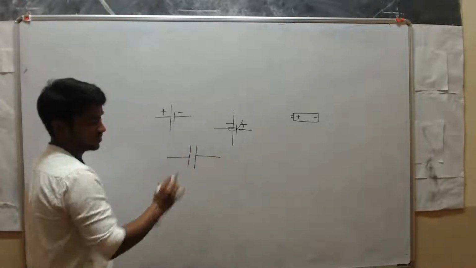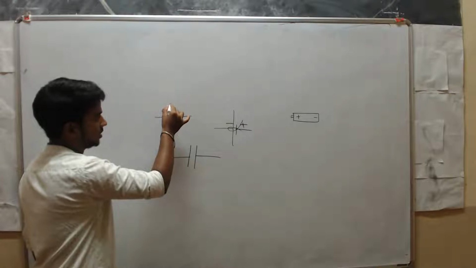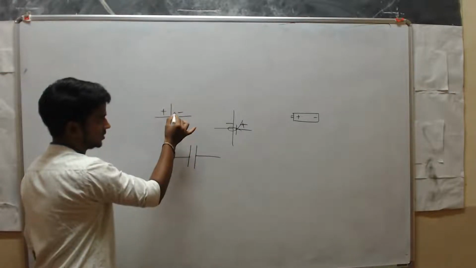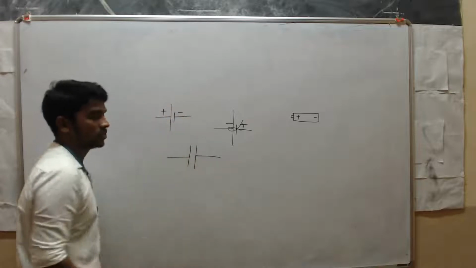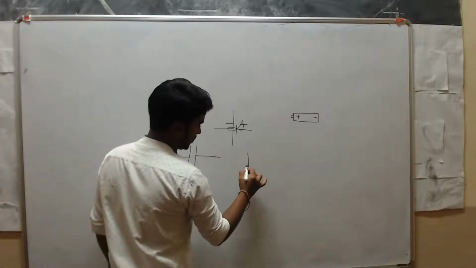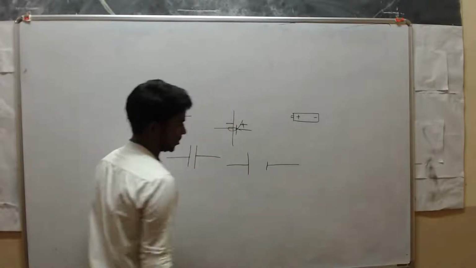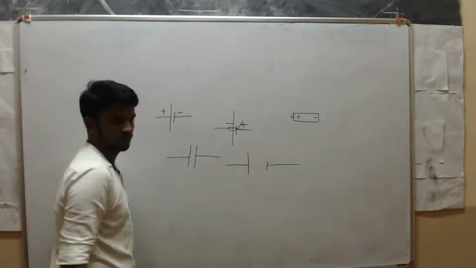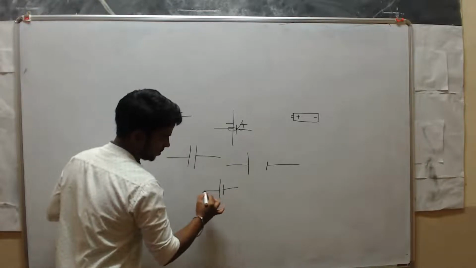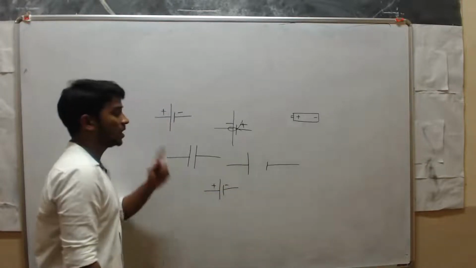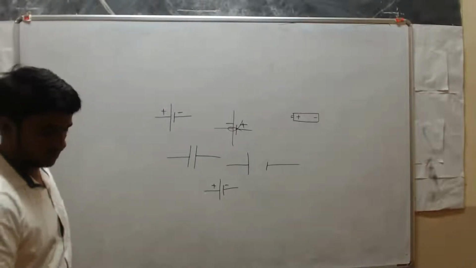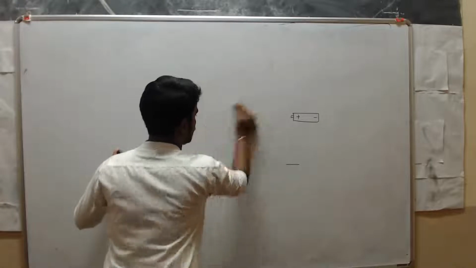This is another symbol. See, this line is very small compared to this one. It should be very small compared to the other line. Sometimes drawing it otherwise is also wrong. Don't give too much space, just draw like this. So this is the symbol of electric cell.